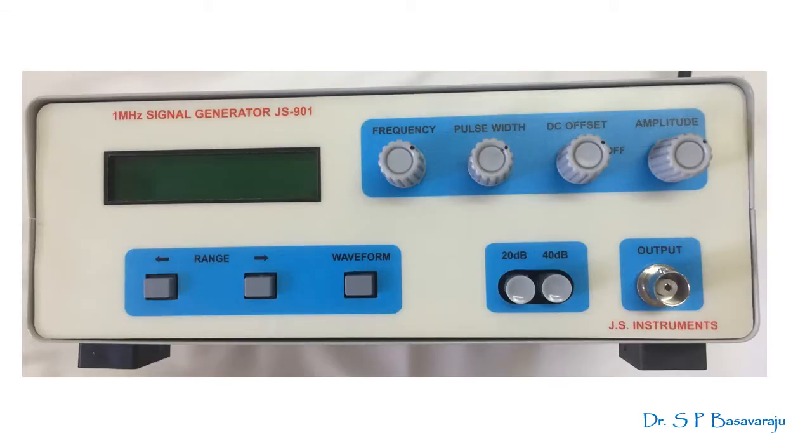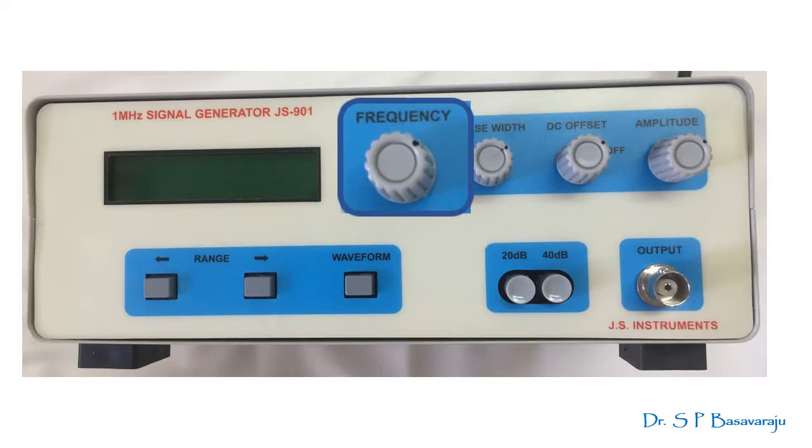On the top of the panel you see 4 knobs. Turn all the knobs to the respective minimum positions. This is the frequency control knob by turning which we vary the frequency. The next 2 knobs, namely the pulse width and the DC offset knobs, have nothing to do with the sine waves and hence simply ignore them. The last one, named amplitude knob, is actually the current control knob.